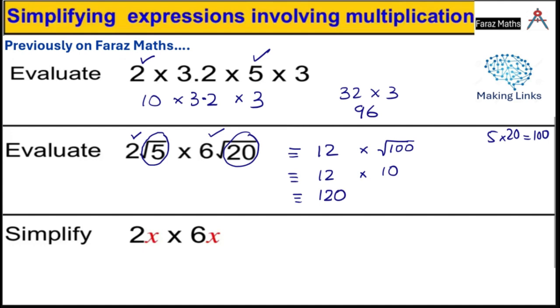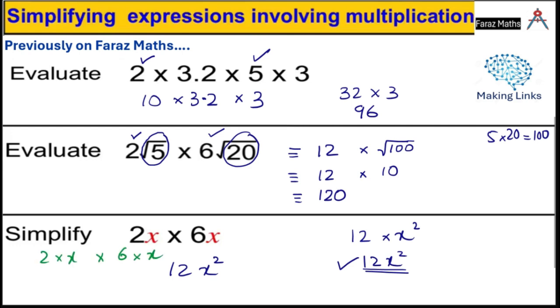Simplify in the same way in algebra. If I multiply these numbers first, 2 with 6, that is 12, and x times x is x squared. So that is basically 12 times x squared, but mathematicians prefer to write 12x squared, without mentioning the multiply sign. So 2x means 2 times x, and 6x means 6 times x. You multiply 2 with 6 to get 12, and x times x is x squared. Now write it without the multiplication sign.